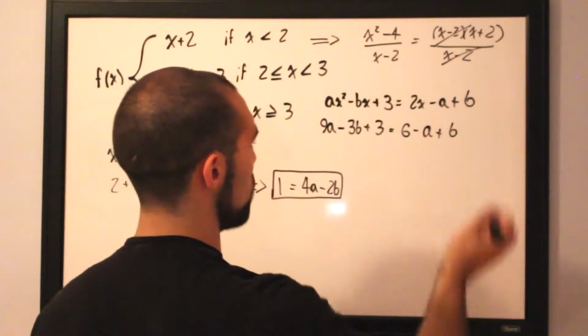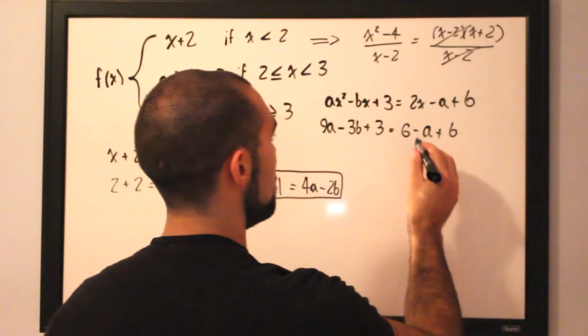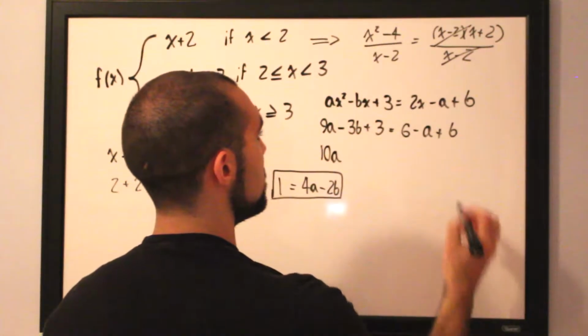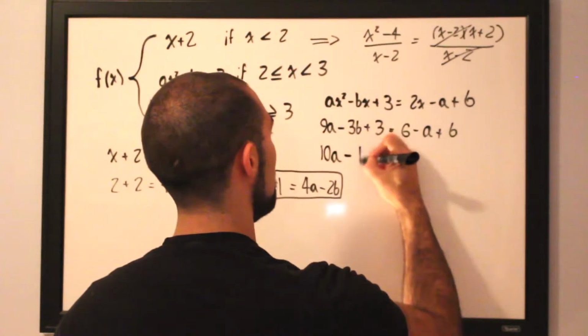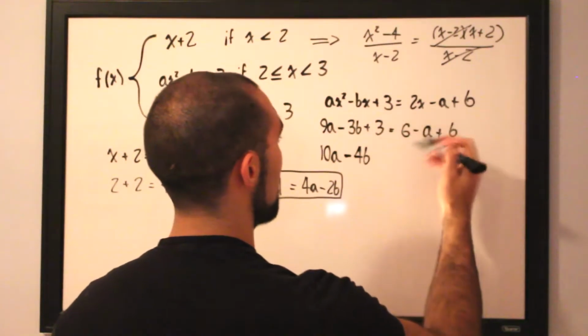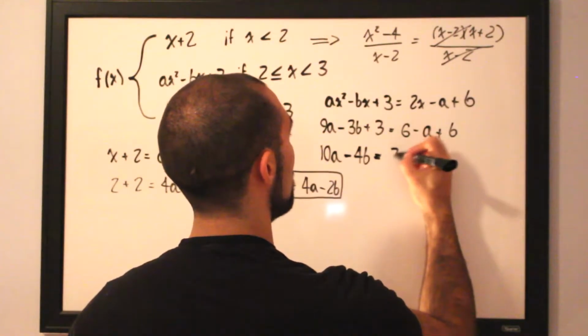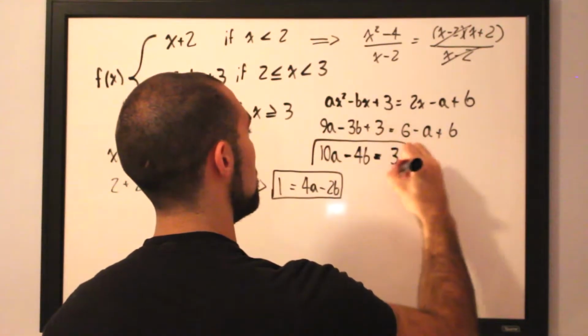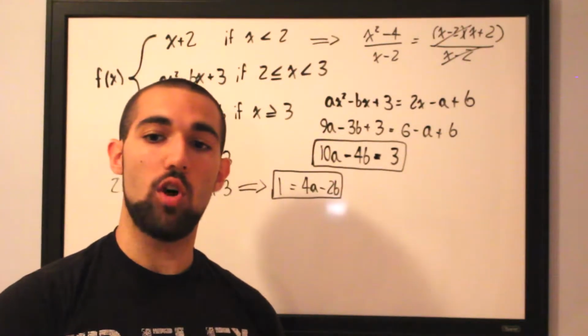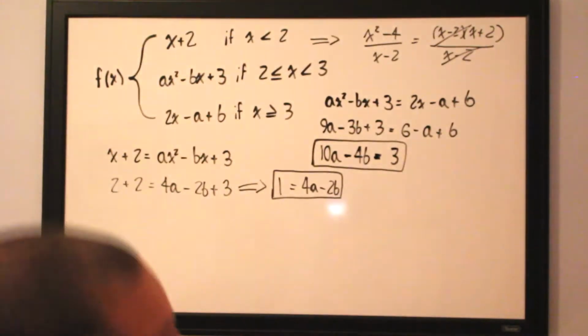So right away, let's go and drag all of the constants to one side. This negative a is going to make 10a on this side. 10a minus 4b is going to be equal to, and we can drag this 3 to the other side, is going to leave us with 3. So here we have our two equations, two unknowns. We can solve for our a and our b value.